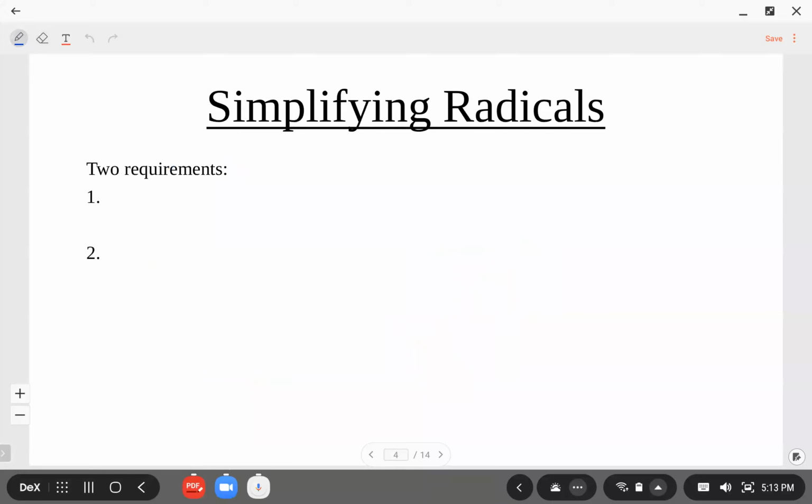Okay, simplifying radicals. Here we are again. So what are the 2 rules when simplifying radicals? Who knows them? Okay, 2 rules. Who's going to get it first? I'm guessing it's Steven, if he hadn't forgotten to take notes. It's very sad. Always take notes, kids, because you might forget something one day.